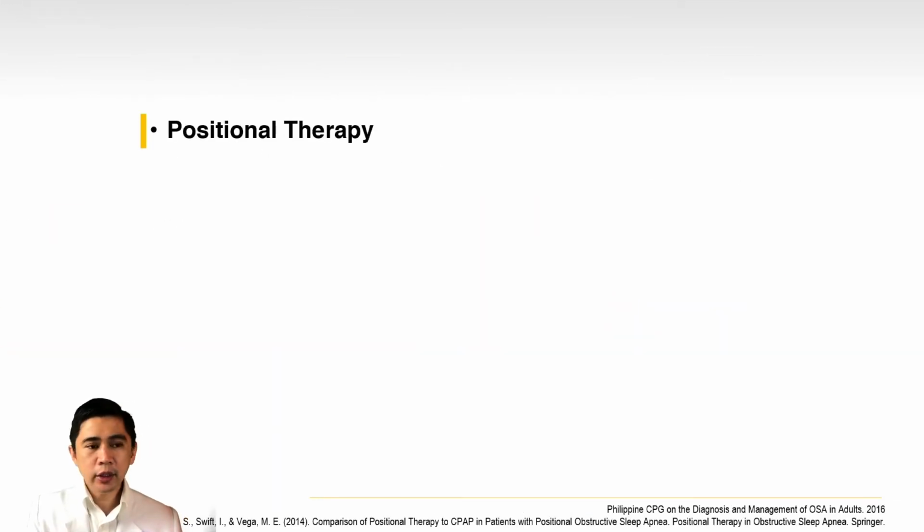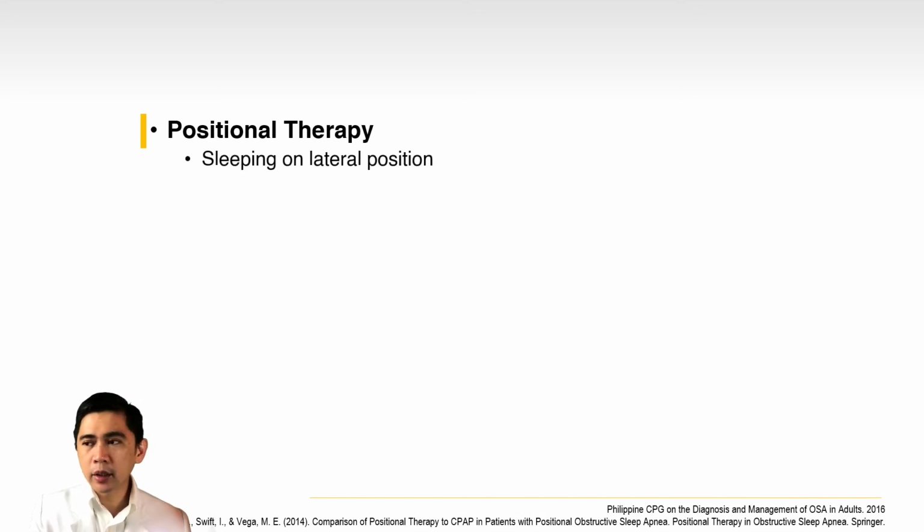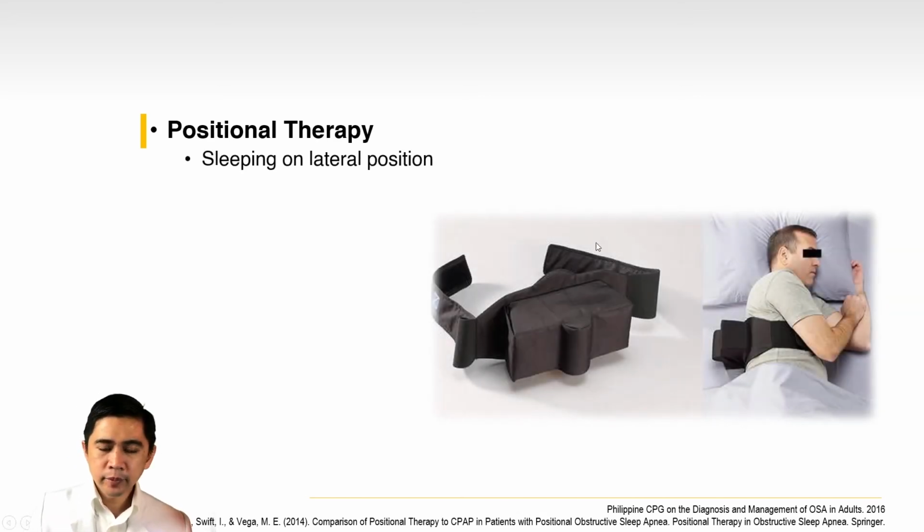Third is positional therapy. If you can remember, OSA usually manifests in the supine position, and the collapsible segment is more pronounced in the supine position. So there are some OSA patients, especially those with mild OSA, who get relieved when sleeping in a lateral position. Some even have this contraption. You put it on your back so that it will prevent you from sleeping in the supine position. You just sleep on your side. Some even put tennis balls in their t-shirts so that when you go to the supine position, it will hurt and you go back to a lateral position.